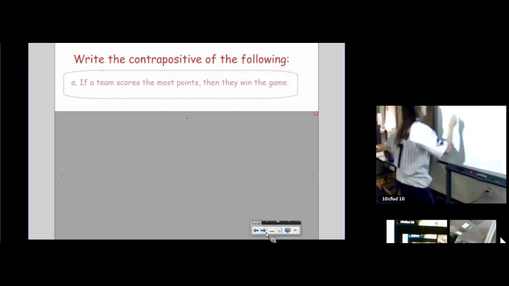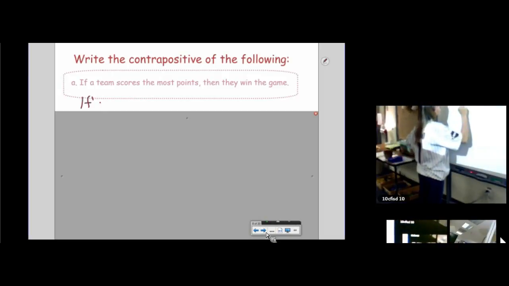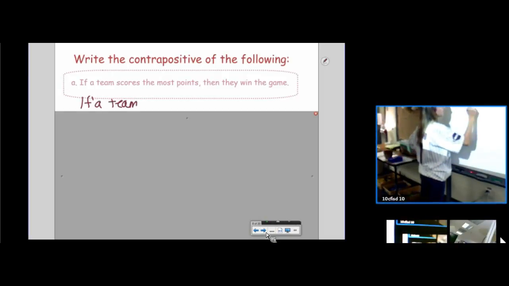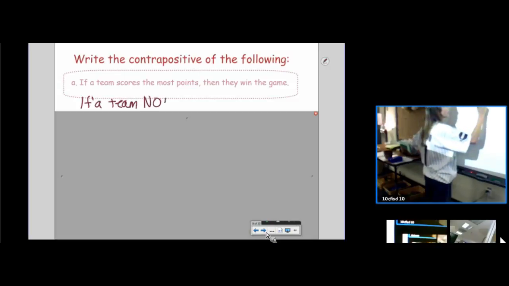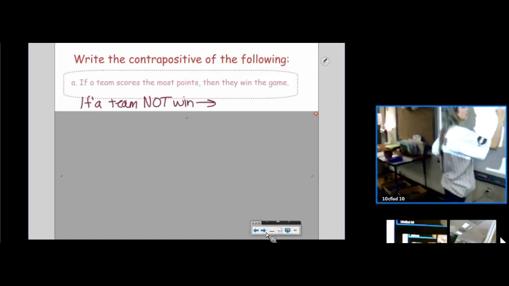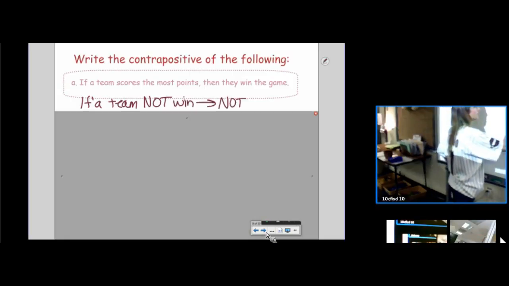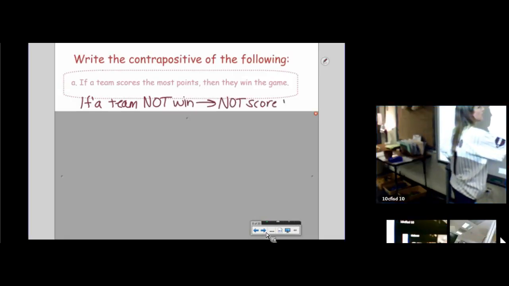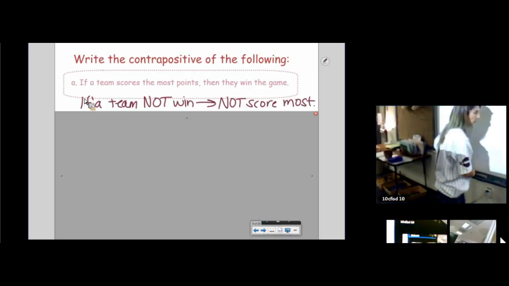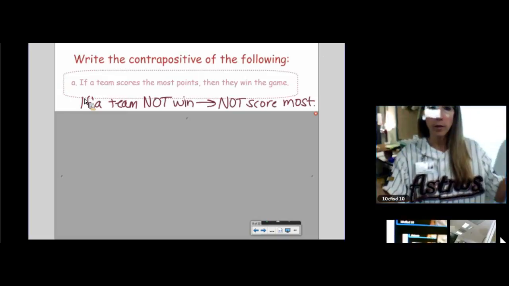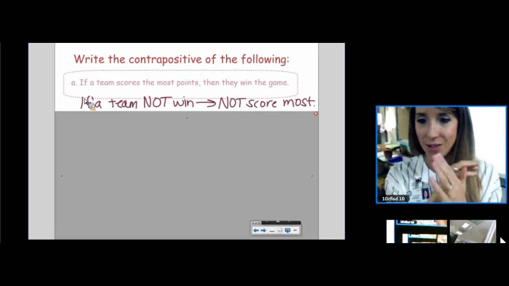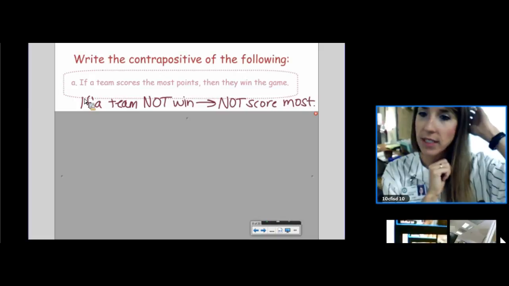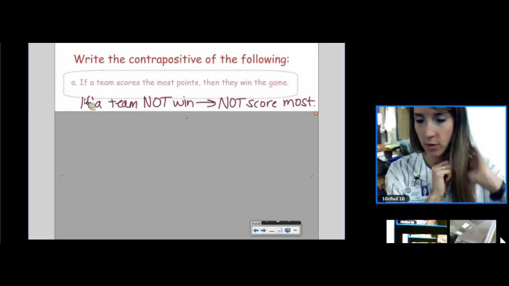So, if a team does not win the game, then they did not score the most points. So you have to reverse your sentence and negate. Reverse and negate. Yes. So if a team does not win, they do not score the most points.